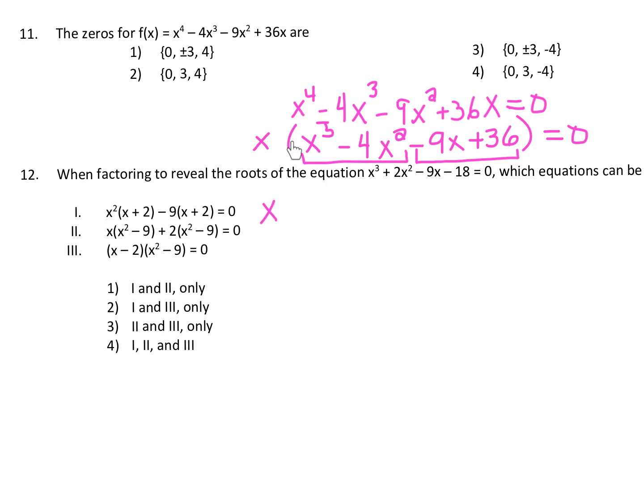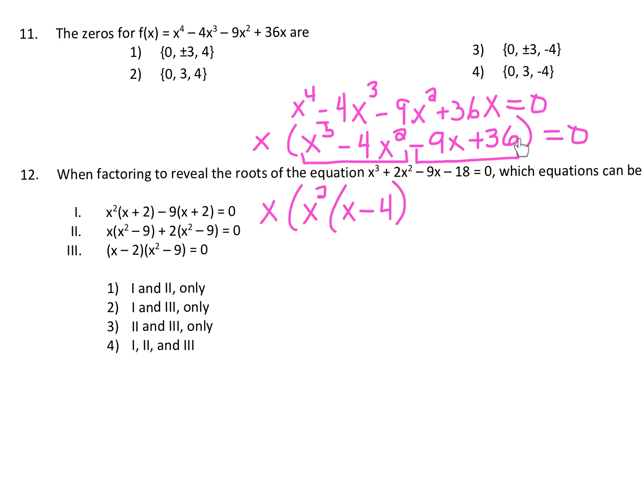And I'm going to bring down this parenthesis. Okay, now, out of these first 2 terms, I can pull out an x squared, which is going to leave me with, in parentheses, an x minus 4. Okay, close up those parentheses.